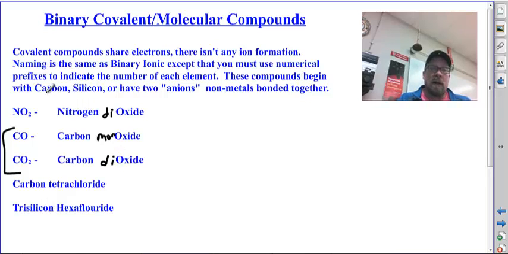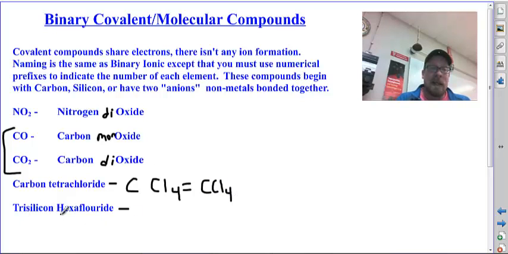Okay. So the key to these is they begin with carbon or silicon, or they have two nonmetals, anions, bonded together. Formula-wise, it tells you everything you got. Here is carbon, so I write a C. There are no charges here, so I don't have to worry about that because they are covalent compounds. Chloride means chlorine, so I write that. There's no prefix here, so that means I only had one carbon. There's a tetra here, so that means I had 4. So CCl4 is the formula for carbon tetrachloride.